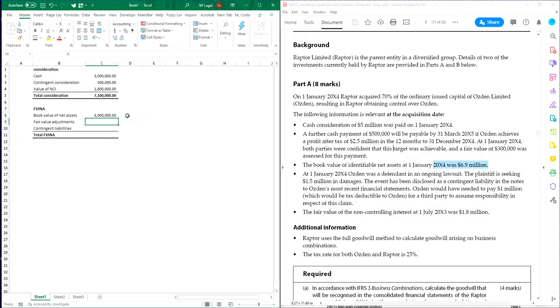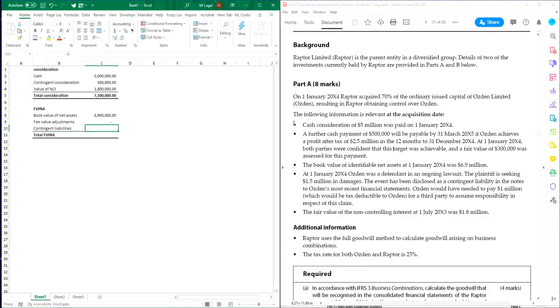Then we need to do the fair value adjustments. Sometimes in your balance sheet you're not recording things at the current value, and this is just to make sure that upon transaction, you actually record everything at the fair value. So are there any fair value adjustments in here? The book value, cash payment, doesn't look like there is in the question. So we'll put this at 0.